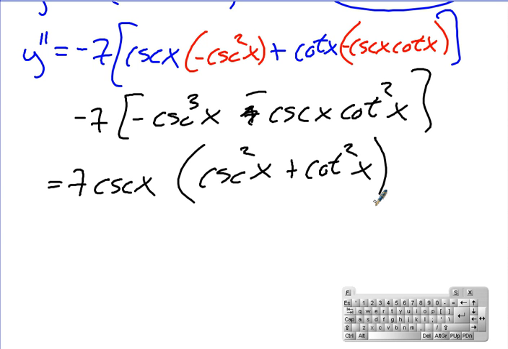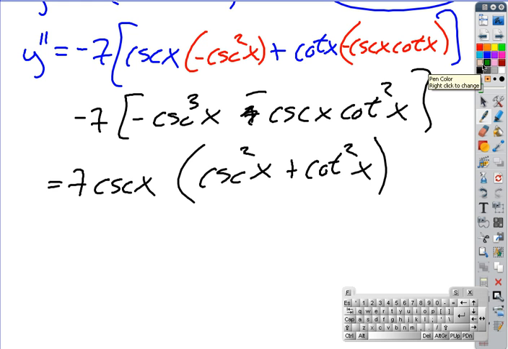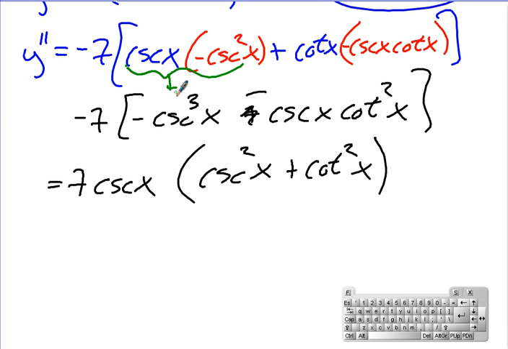Okay, so from right here down, all we did was simplify this. We're just going to try to factor out a greatest common factor. If I take this first term, cosecant times negative cosecant squared is negative cosecant cubed, right? Cotangent times cotangent is cotangent squared, right? And so then I could factor out a negative cosecant x. I could divide that away from each of these two terms.